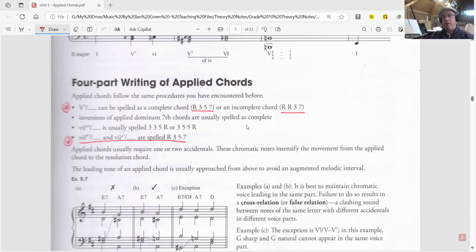So just like when we have traditional dominant seventh chords within a diatonic scale, you have different options of how to spell the chords. It is possible to use all 3 notes of the triad plus the 7th, so root, 3rd, 5th, 7th, which is a complete spelling of a chord. You can also use an incomplete spelling where you substitute the root for the 5th. Instead of playing root, 3rd, 5th, 7th, you would write root, 3rd, 7th. So you would basically double the root in a dominant chord in a diatonic scale.